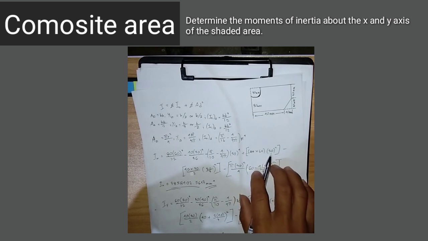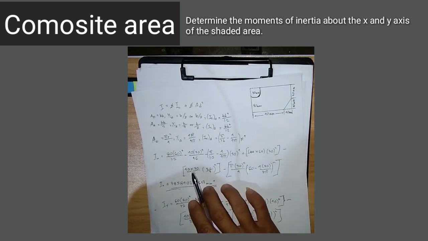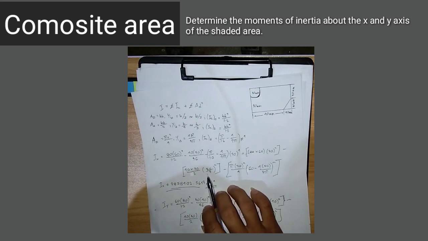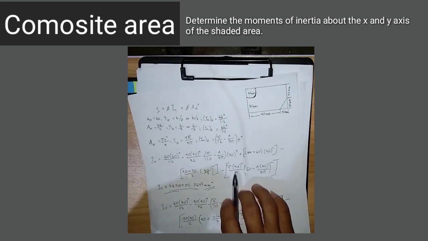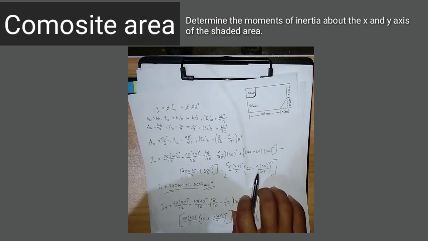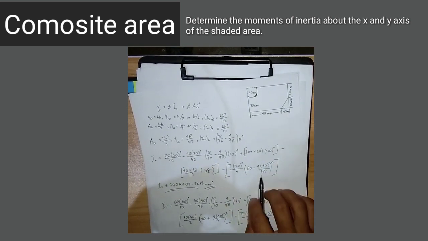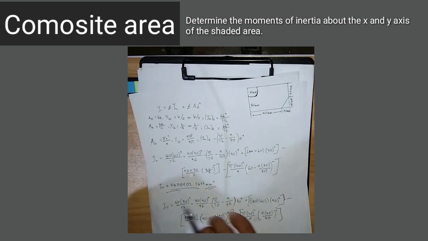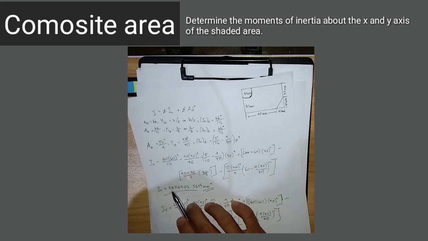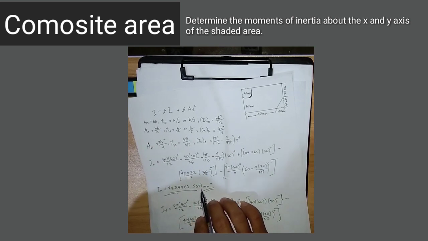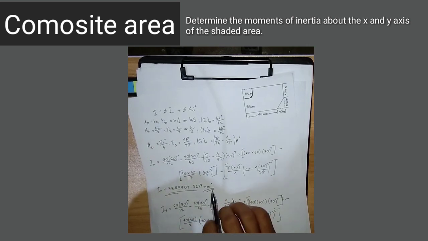80 times 60 times 30 squared minus 40 times 30 all over 2 times 30 over 3 squared minus pi multiplied by 30 squared over 4, 6 times 60 minus 4 times 30 over 3 pi squared. Now we have Ix is equal to 385,8402.5633 millimeter raised to the power of 4.